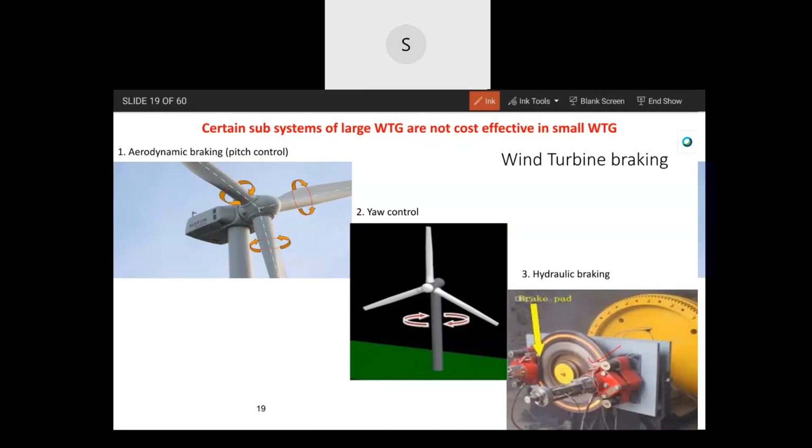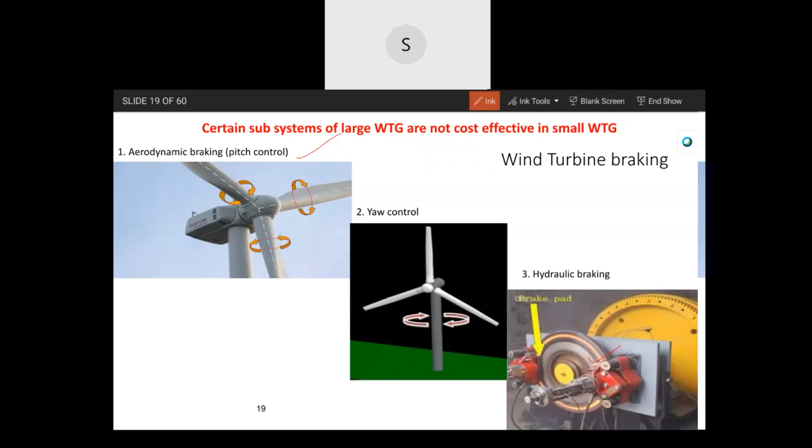So how to stop it? You have to start with the aerodynamic braking. That's pitch control. Initially, we have to turn the pitch. You know that a small pitch angle will help you get a large lift force and rotation. If the pitch angle is 90 degrees, then there will be hardly any lift force, only drag force. So if you change the pitch angle from 5 degrees to 90 degrees, it takes time. So you do that slowly. Suddenly you cannot change it.